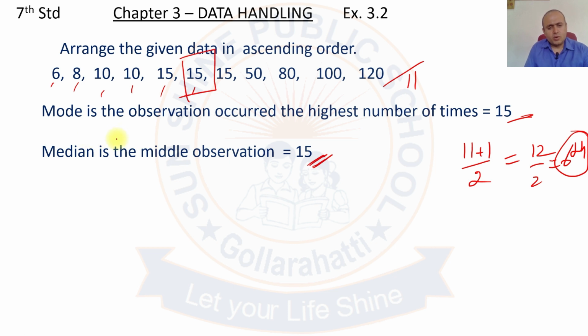Now they asked one more question. Are all these numbers same? The mean, mode and the median, are they same? Only the mode and the median are same, that is 15, and the mean we got is 39.